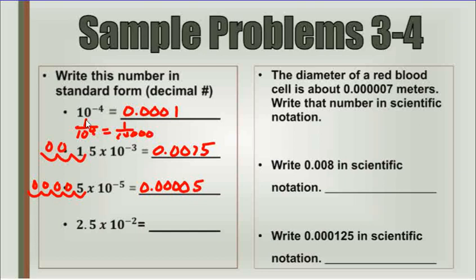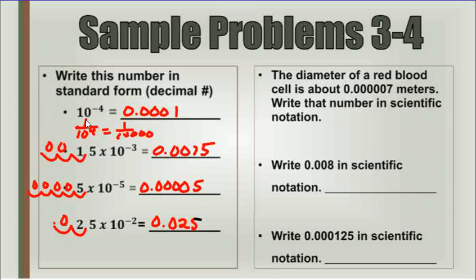Then I have 2.5 times 10 to the negative second. Move it 2 places to the left. So I would have 0.025. So you can see why we would write these numbers in scientific notation, because it's a lot easier to read 1.5 times 10 to the negative third than to say 0.0015 or 15 10,000ths.